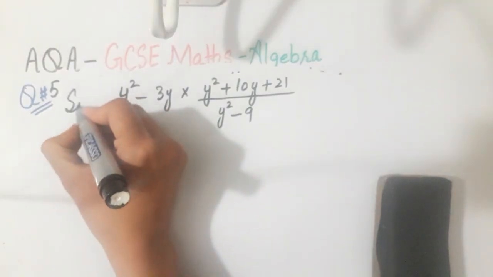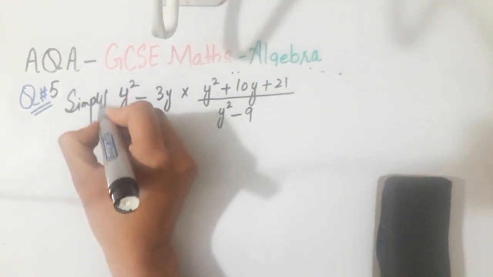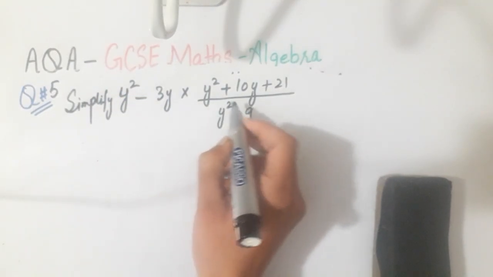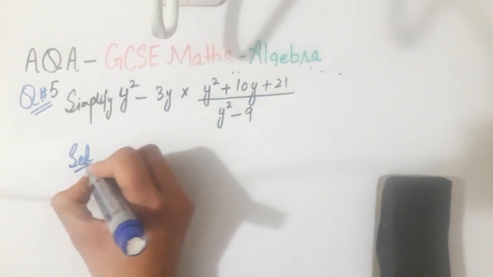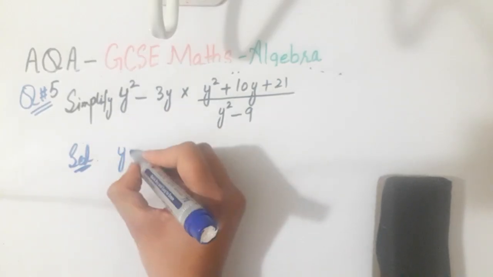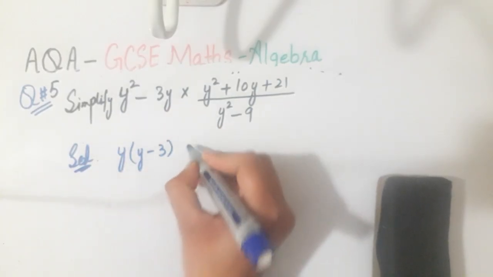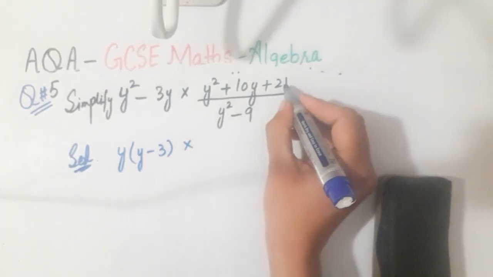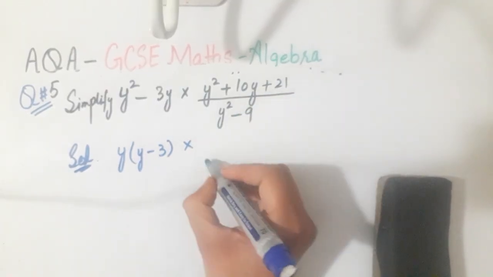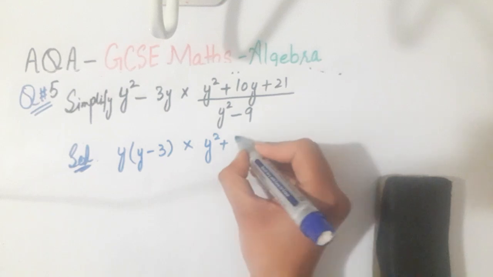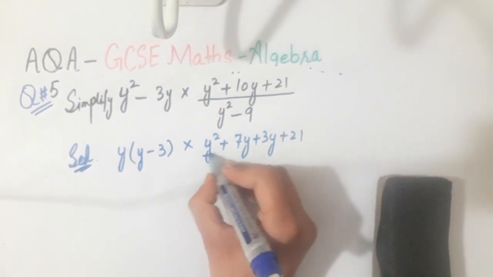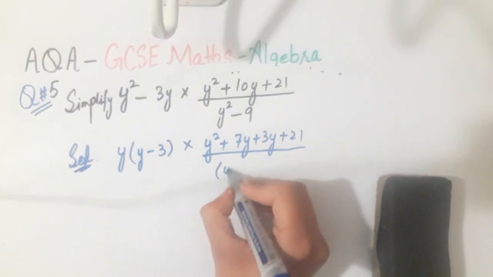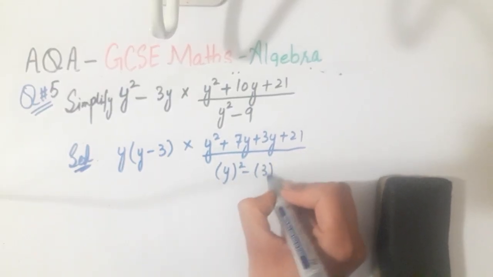Now in question number 5, we will simplify (y square minus 3y) into (y square plus 10y plus 21) divided by (y square minus 9). So we will solve this question as, first of all we will take y common from this, so the remaining is y minus 3. And here we will make the factors of 21 such that when they are added they give 10. So y square plus 7y plus 3y plus 21, and in the denominator we will apply the formula of a square minus b square.